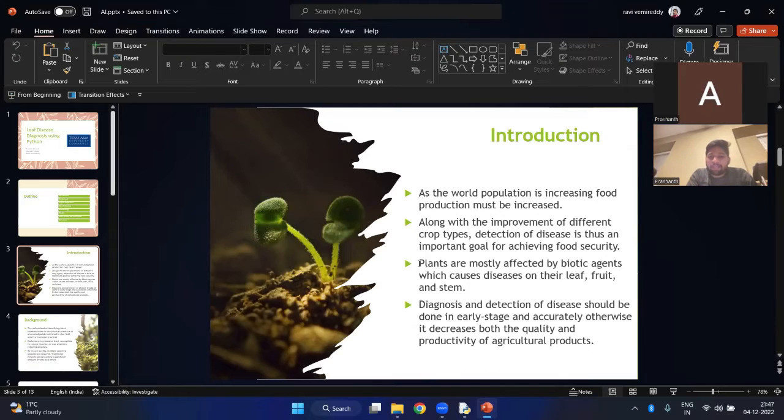Once the disease is caused to the plants, if we delay to detect the disease, it is going to waste the whole crop. So that's the reason this program will help us to easily identify the disease in the early stages. So let me explain the background.